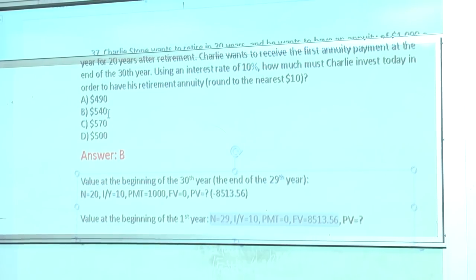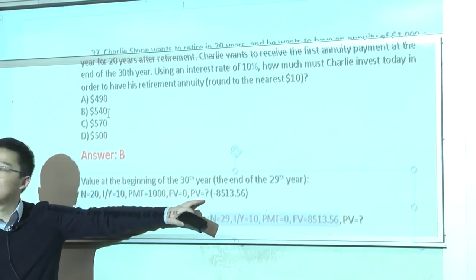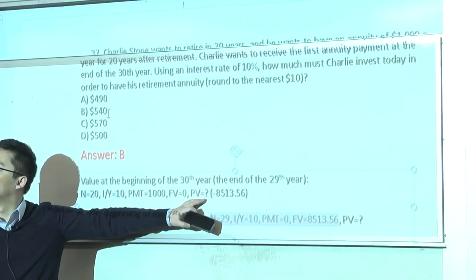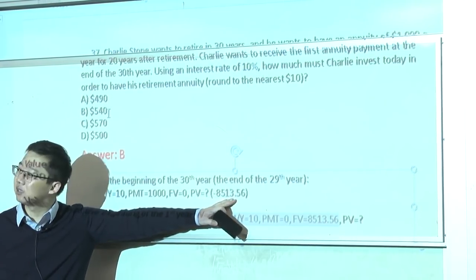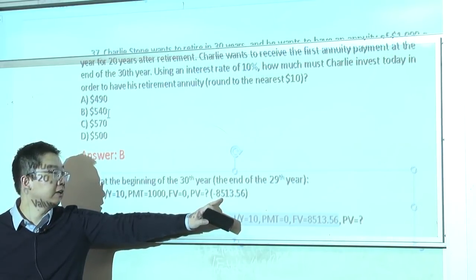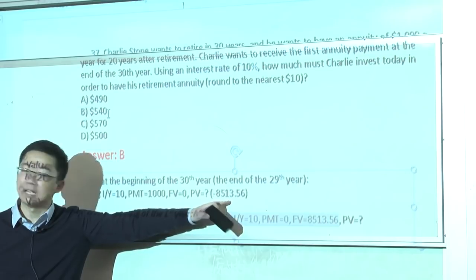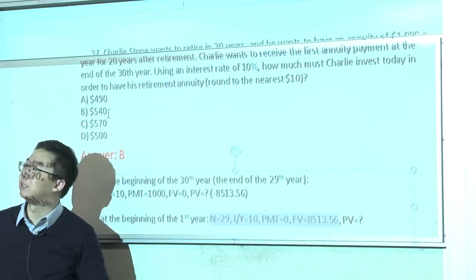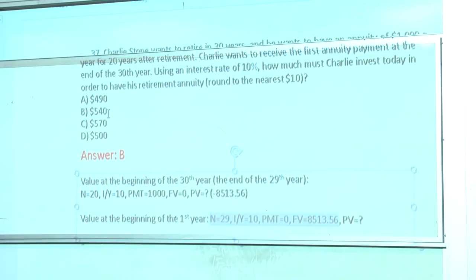Why is a negative or? I thought 8,500. You mean right here? Yeah, the answer for the present value. It doesn't necessarily need to be exactly the same number. Do you get 8513? Okay, then never mind. These are just approximate decimal numbers, right?